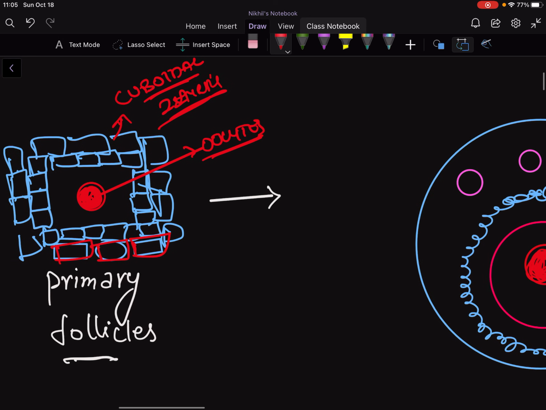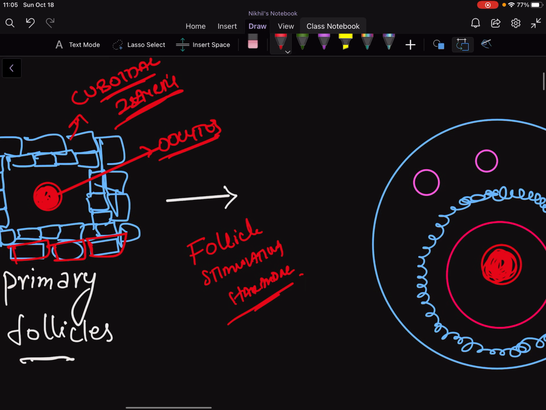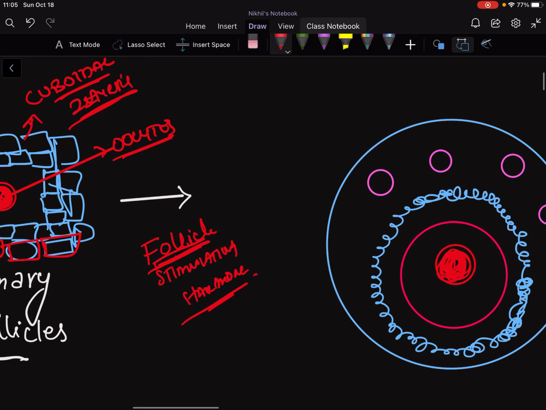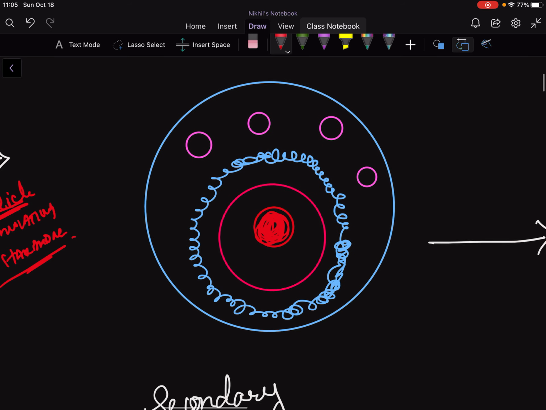Okay, so the primary follicles, in the presence of follicle stimulating hormone released from the pituitary gland, you can see, are converted into secondary follicles by follicle stimulating hormone. You should remember this. It is not the luteinizing hormone, it is the follicle stimulating hormone which converts primary follicles into secondary follicles. Okay, so as you can see, this is a secondary follicle.